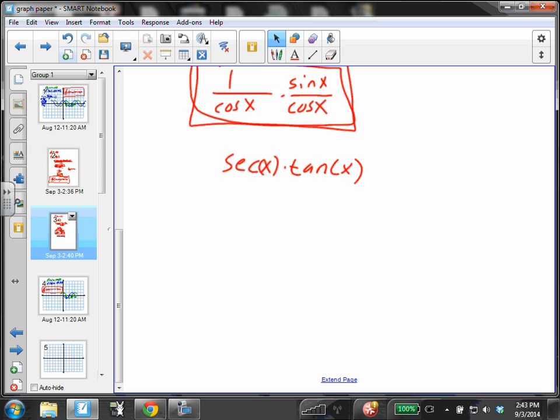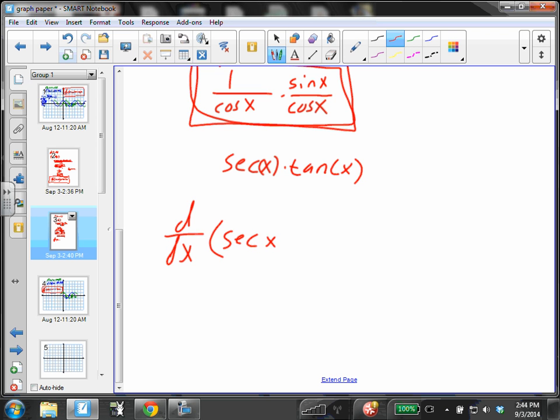So here's our big takeaway. The derivative of secant is equal to secant tangent. The derivative of secant is secant tangent.